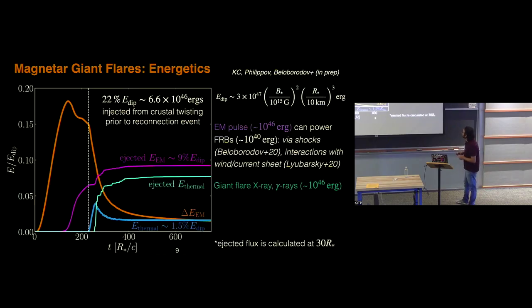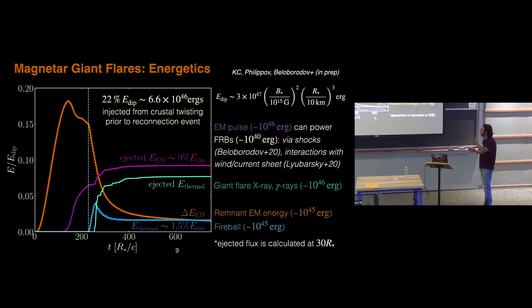The ejected thermal energy, that's the ejecta tail. That forms the giant flare, which gives us the X-rays and the gamma rays, which is also of the same order as the electromagnetic energy. Next, the remnant electromagnetic energy is around one order smaller, and the fireball, which is the hot region in the inner magnetosphere, is again of the same order as the remnant EM energy.